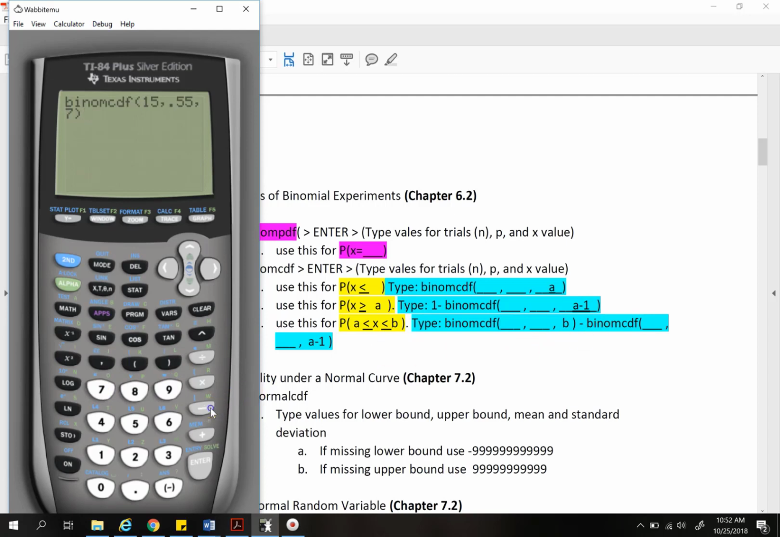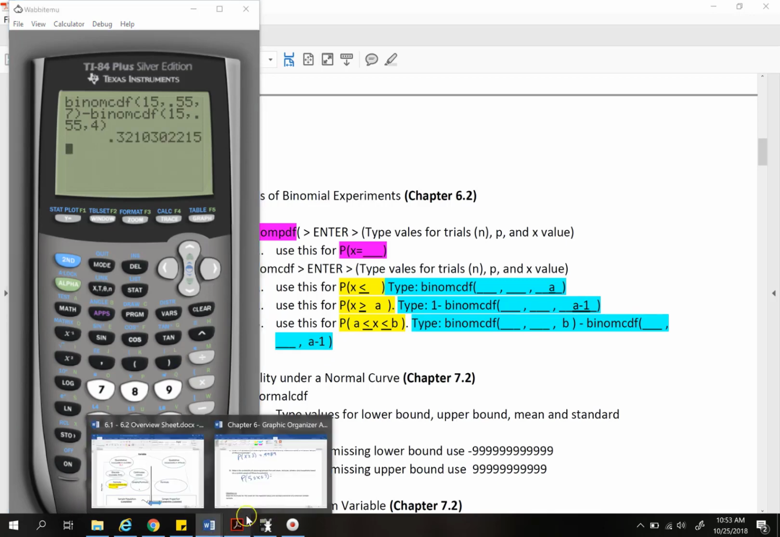And then do minus binomial CDF, 15, 0.55. Again, A was 5. We're going to take that minus 1. So we're going to put 4 here. We should get 0.3210.